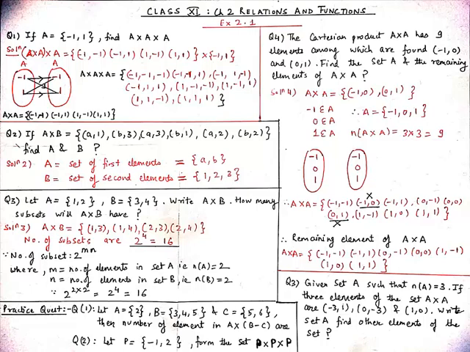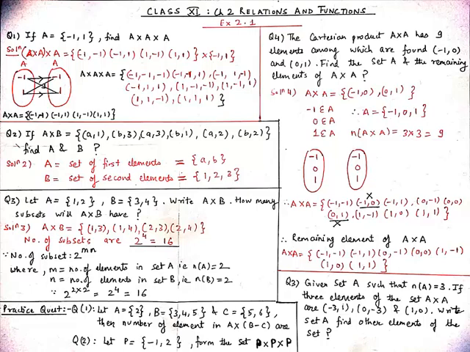With these ordered pairs, we know that the first element of (-1, 0) is -1, and this -1 belongs to set A. In the second ordered pair (0, 1), the first element, which is 0, also belongs to set A. And the second element of the ordered pair (0, 1) is 1, so this 1 also belongs to set A. So from here we obtained our set A, which is equal to {-1, 0, 1}, and the number of elements in A cross A will be equal to 3 into 3, which is 9. Now we have to find the remaining elements of A cross A.